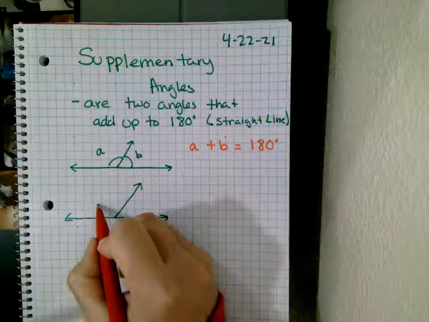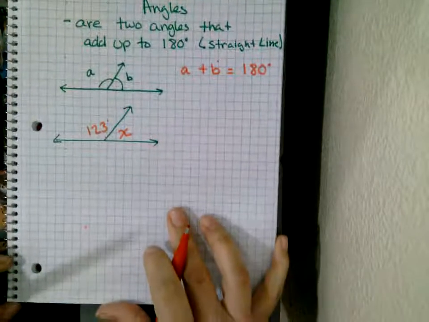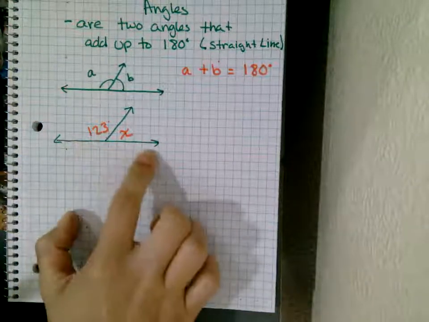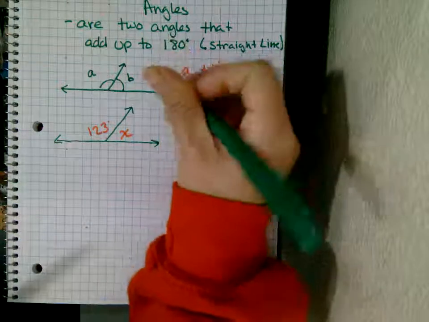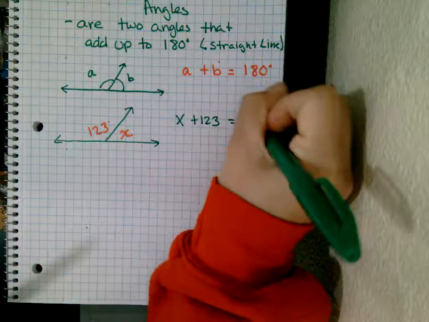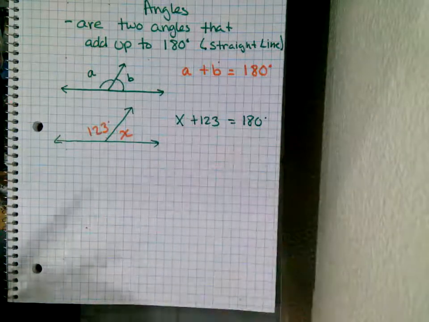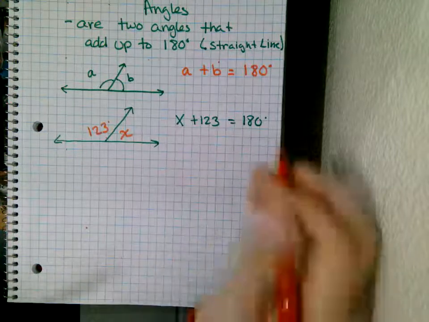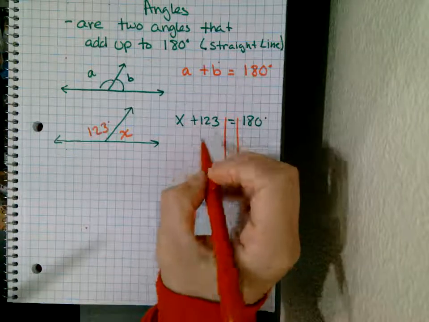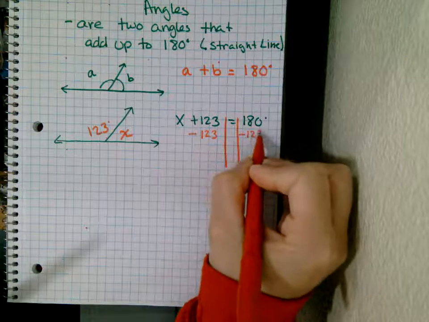All right. Let's say this is 123 degrees and this one is X. So you look at it and you're like, oh, it looks like a straight line. Cool. So if it looks like a straight line, that means I can add these two together and it will equal 180 degrees. So this angle plus this angle is equal to 180. Very, very simple math right now. So we're going to draw our bars. And it says here plus 123, so you're going to subtract 123 from both sides.